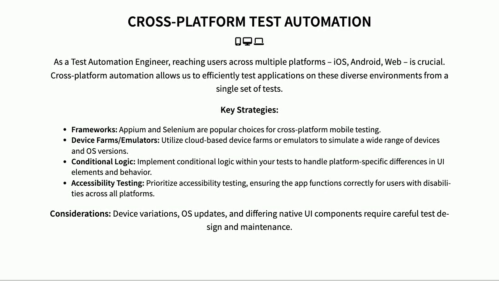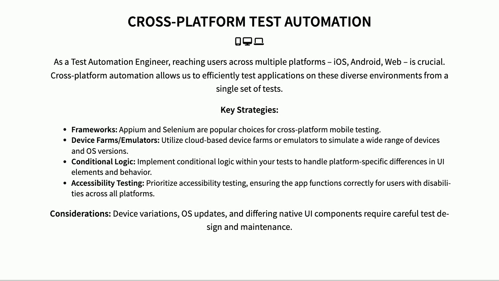Okay, let's talk about getting our tests out there specifically across different platforms. Cross-platform automation is all about writing tests that work on iOS, Android, and even web browsers without needing to rewrite everything from scratch for each one. We often use tools like Appium and Selenium to do this.